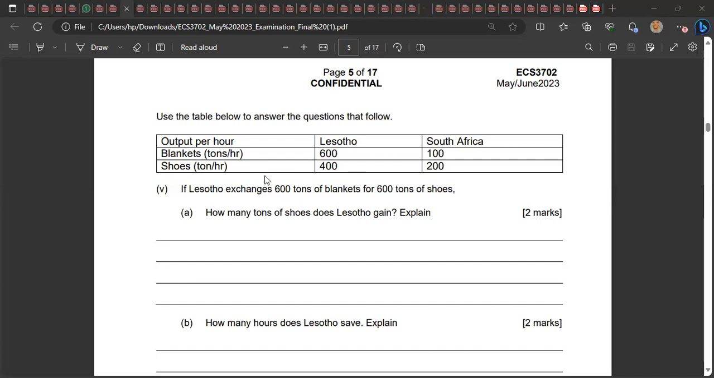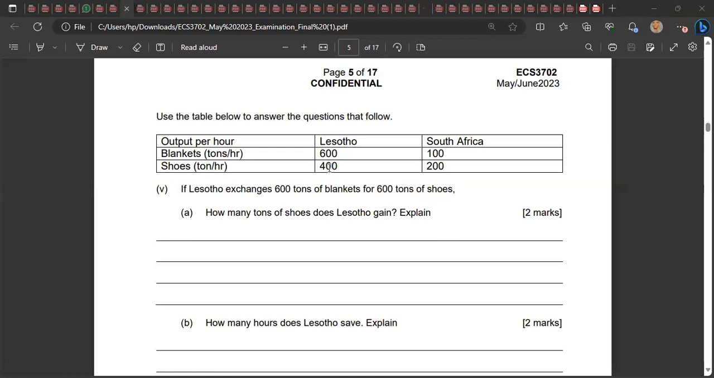All right, so we want the price of blankets in terms of shoes in Lesotho and in South Africa. So you're basically wanting a ratio where your blankets are going to give you 1, and then you want to know 1 is to what in terms of blankets and shoes in Lesotho, and then 1 is to what in terms of blankets and shoes in South Africa. So to have a 1 there on the blankets, you divide by 600. You divide the other one by 600 there again. Then that's going to be 0 point something.